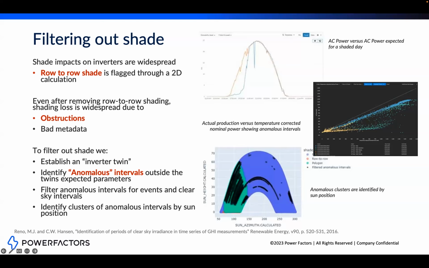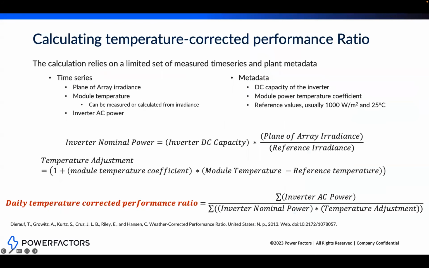All sun positions that fall within the green polygon that's wrapping this anomalous cluster are filtered from the filtered temperature performance ratio. A full polygon for this calculation requires at least 6 months of historical data. More data is generally better. So as we collect more data, the shade filter gets better.